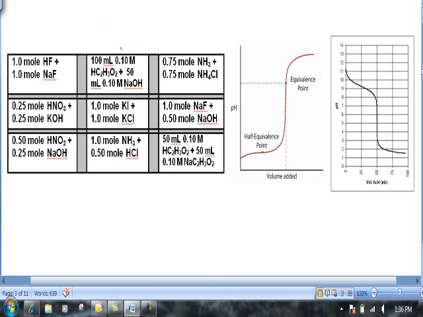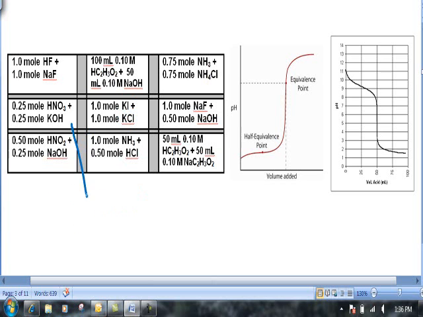Looking at a couple other examples, here's one. We have 1 mole of potassium iodide, which is a salt, and 1 mole of potassium chloride. All we have here is a mixture of a salt with a salt. That will not create a buffer system.